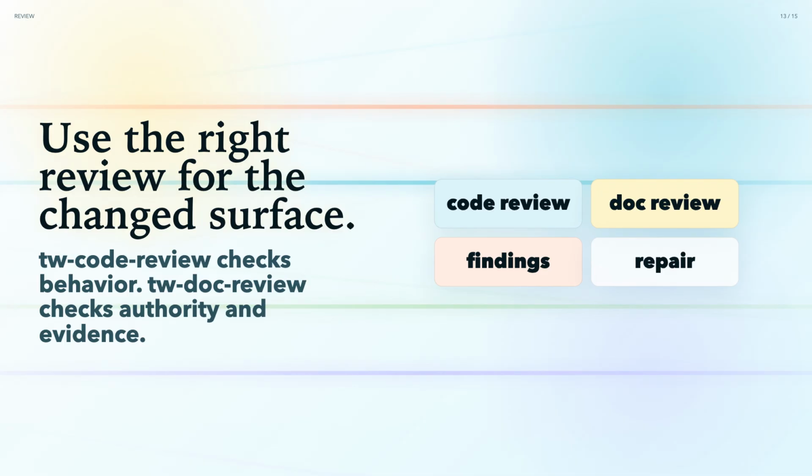Review then splits by surface. tw code review checks behavior-bearing code, scripts, fixtures, skills, manifests, and tests. tw-doc review checks requirements, plans, traceability matrices, intent contracts, validation records, and status or hash evidence. If either review finds a real issue, you loop back to tw work or to requirements review.